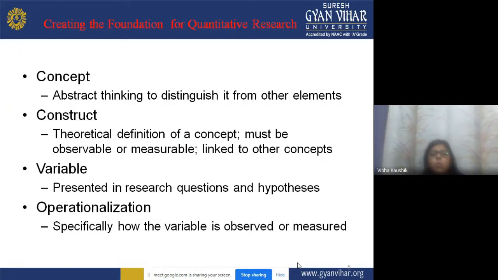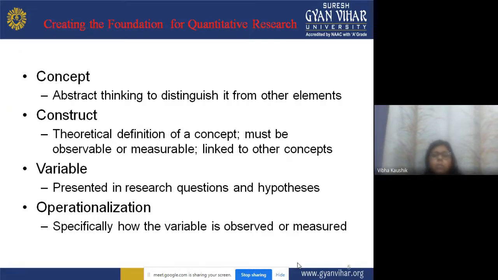Creating the foundation for quantitative research. Concept: abstract thinking, which distinguishes humans from other animals. Elements: a construct is the theoretical definition of a concept. What is the theoretical definition of that particular concept? It must be observable, measurable, and easily linked to other concepts.